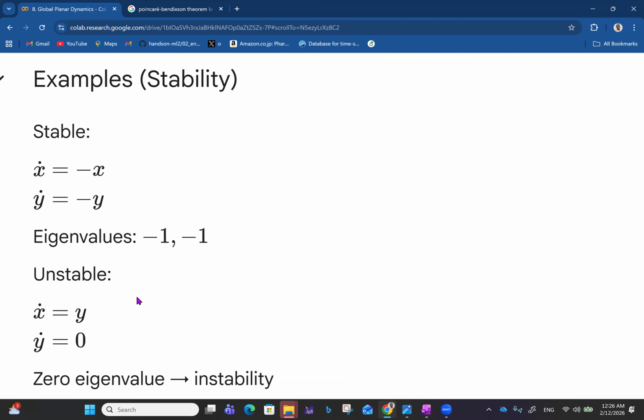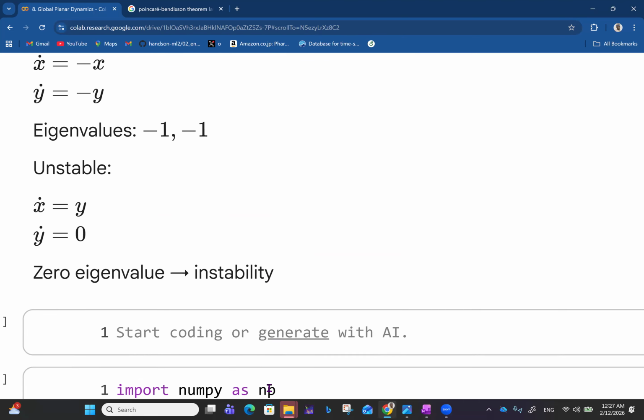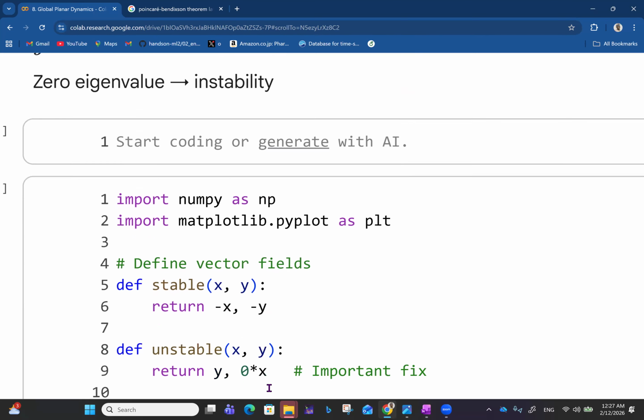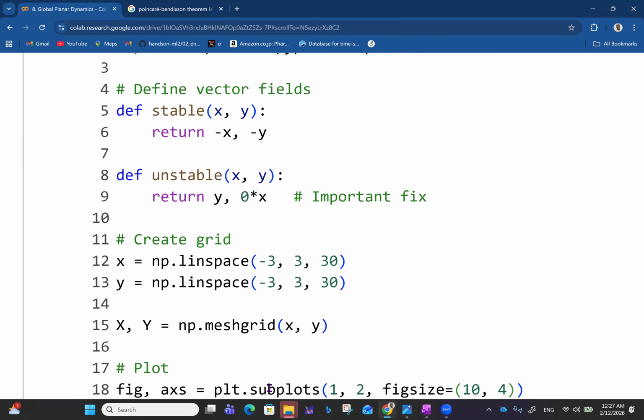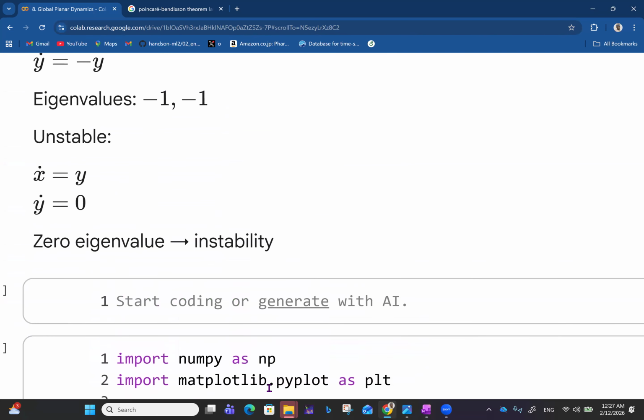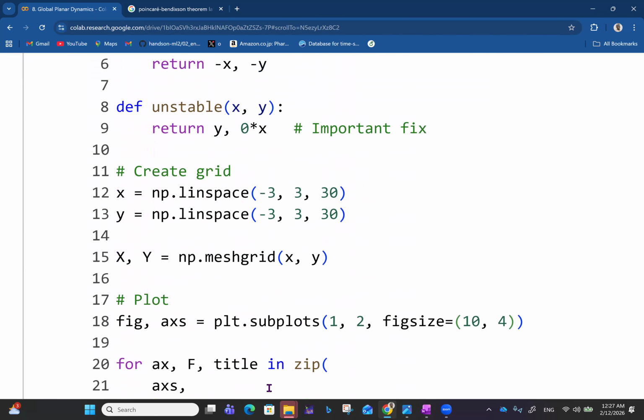Okay, if you form the Jacobian, you have 0, 1, 0, 0. So in that case, there's a zero eigenvalue, and that implies instability when you have a zero eigenvalue. So we can demonstrate that here. For the first one, we have minus x, and for the second one, we have y, 0 or something like that.